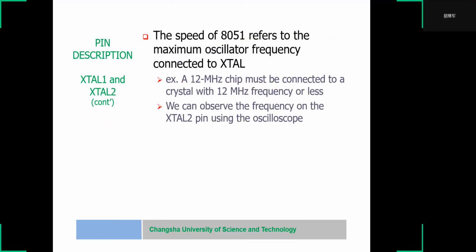The speed of the 8051 refers to the maximum oscillator frequency connected to the XTAL. A 12 MHz chip must be connected to a crystal with a 12 MHz frequency or less. We can observe the frequency on the XTAL2 pin using the oscilloscope.